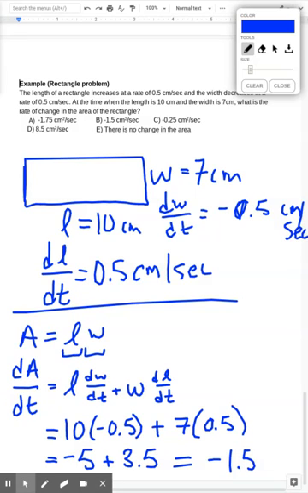What are we in centimeters? So square centimeters per second, which is answer B right here. So our answer is B. So that means the rate the area is changing, so the area is getting smaller at a rate of 1.5 square centimeters per second.